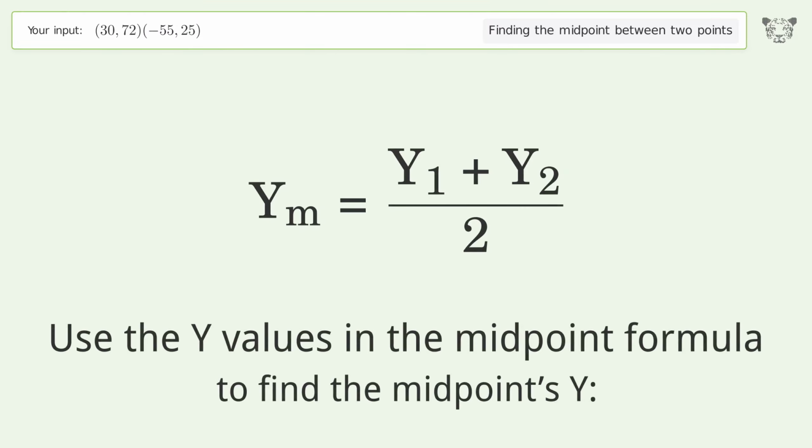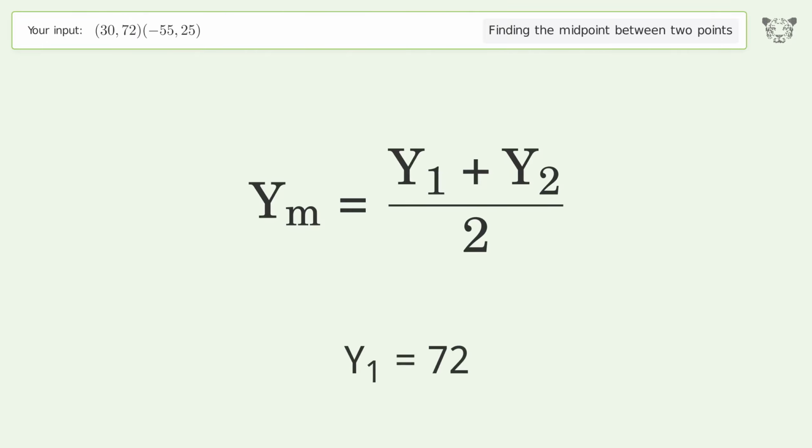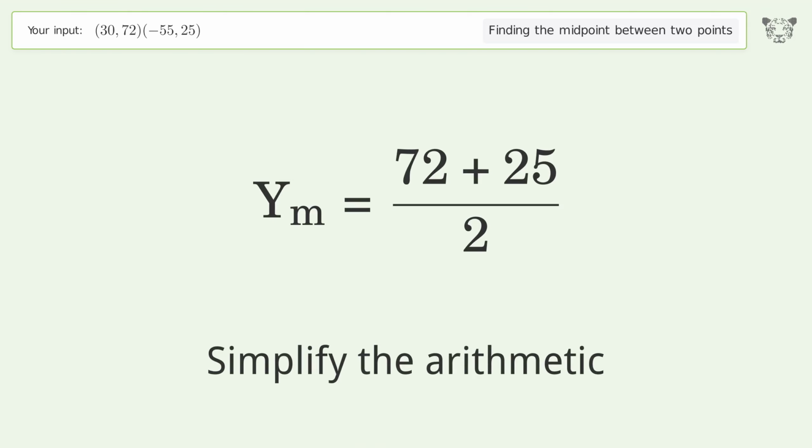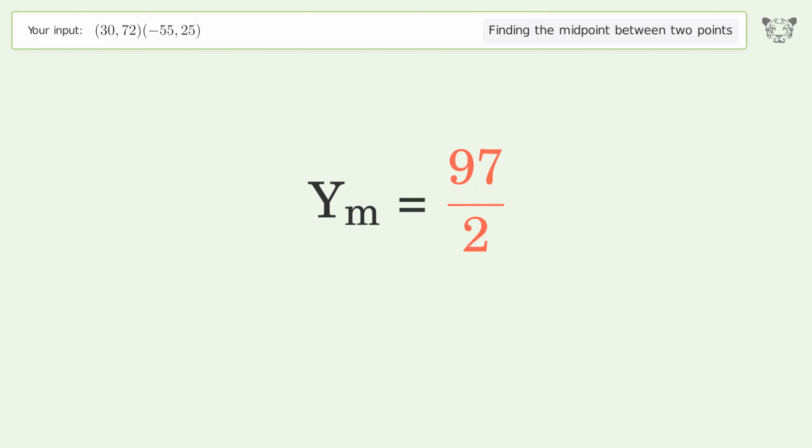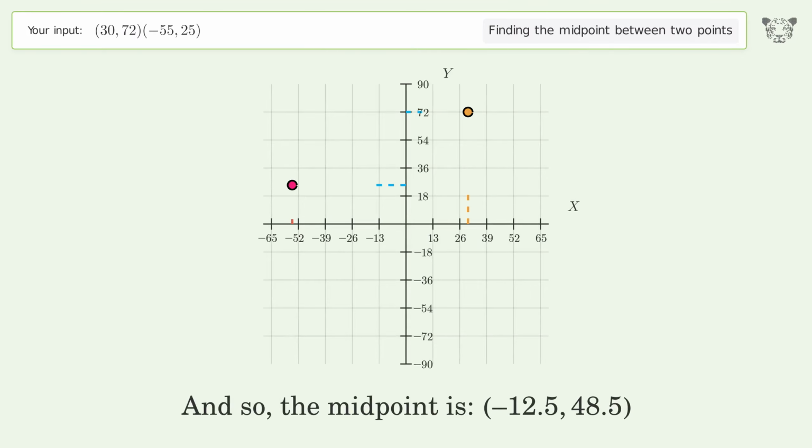Use the y values in the midpoint formula to find the midpoint's y. y1 equals 72. y2 equals 25. Simplify the arithmetic. And so, the midpoint is negative 12.5, 48.5.